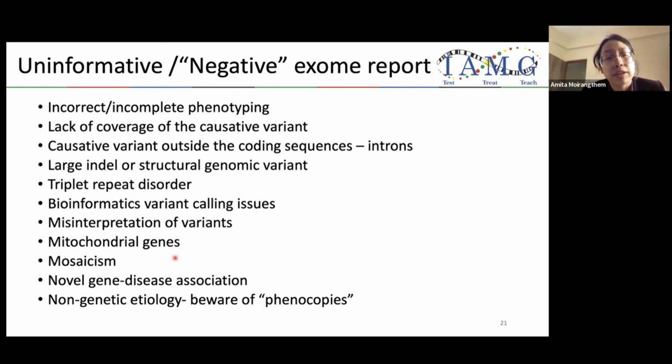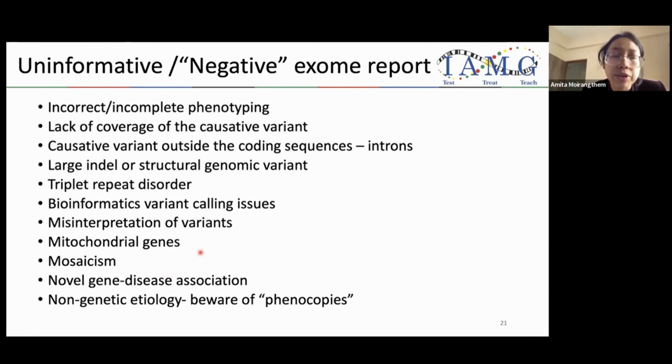Then the causative variant might be present in the mitochondrial genes, which may or might not be covered by your exome capture kit, or it might be mosaicism, or it might be a new gene-disease association which is yet to be reported, and hence a reanalysis or reinterpretation at a later date is always helpful.